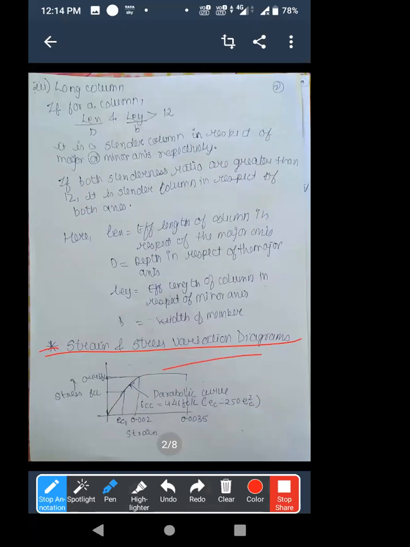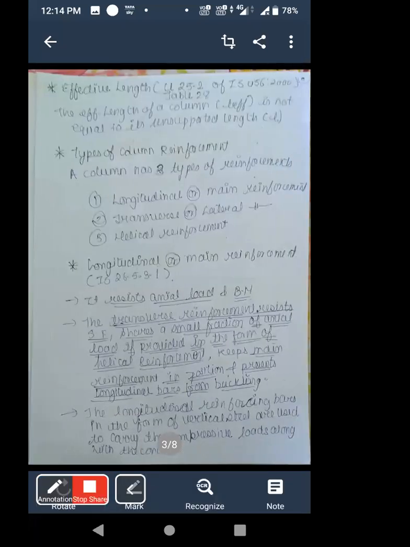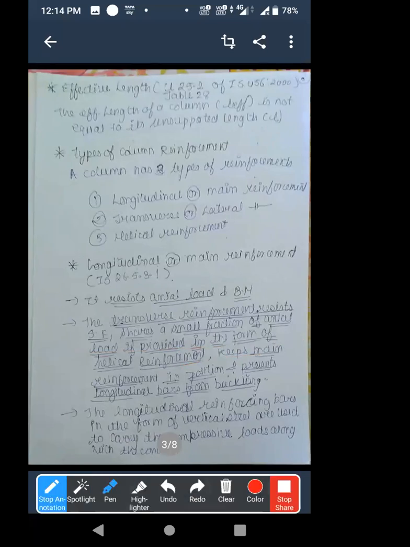Next, the effective length. There will be an effective length for the column. For this, you have to go to clause number 25.2 of IS 456, table number 28.